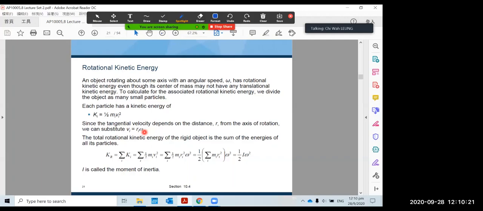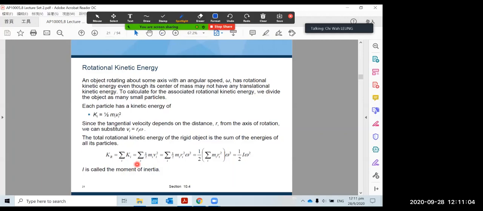So let us try to calculate the total kinetic energy of all particles in the rotating object. This is a rigid object, so once again, no motion along the radial direction, no speed along the radial direction. That is the total rotational kinetic energy. So K_r is the sum of the linear kinetic energies of all particles. What is it? 1/2 m_i v_i squared.